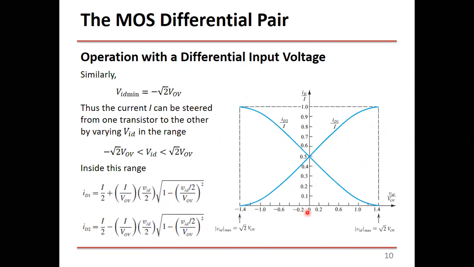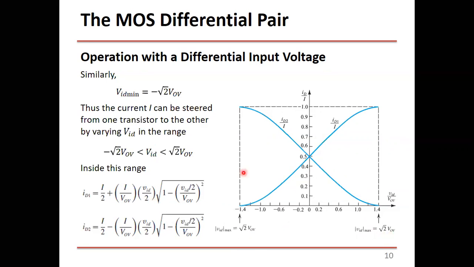Okay. So if you steer V input differential to the positive side, you make VGS1 greater than VGS2, so that means ID1 is greater than ID2. If you steer the V input differential to the negative, you make ID2 greater than ID1. But the two extreme limits that you cannot go beyond are the negative square root of 2 V over drive to the positive square root of 2 V over drive.